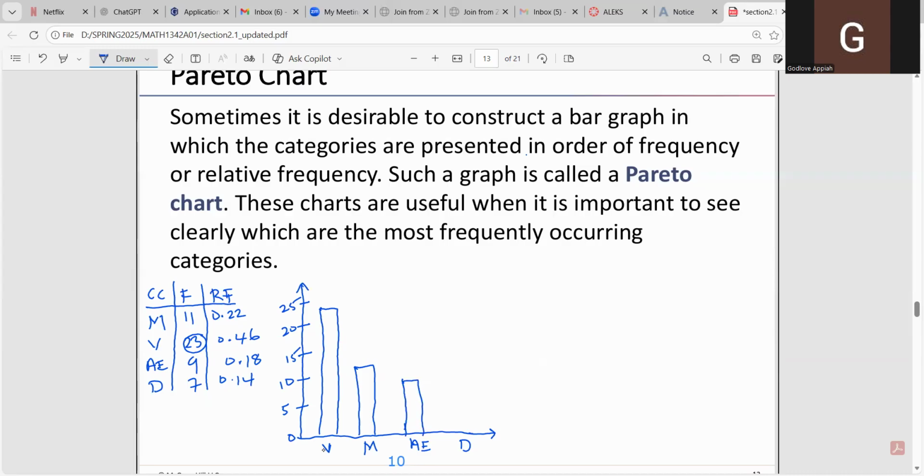And then Discover has a frequency of 7. So 7 is again below 10. That should be somewhere here. So I'm going to have a rectangle on top of Discover. As you can see, the rectangles are clearly in order from largest to smallest. When this happens, we call this a Pareto chart. This is a frequency Pareto chart.